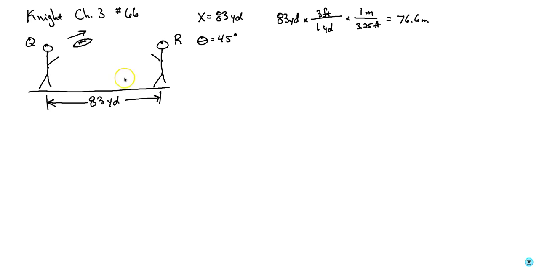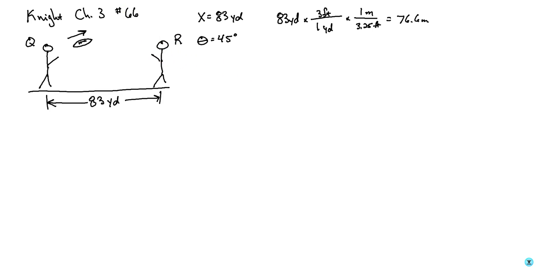All right, so I've drawn a little picture here where we have our quarterback throwing the ball to our receiver. We'll assume that the ball leaves at one height and reaches the receiver at the same height, to make life a little easier, and that they're 83 yards away. But everything that we know is in meters, so I converted 83 yards into meters, and it's about 76.6 meters. We're going to make sure we are working in international system units.